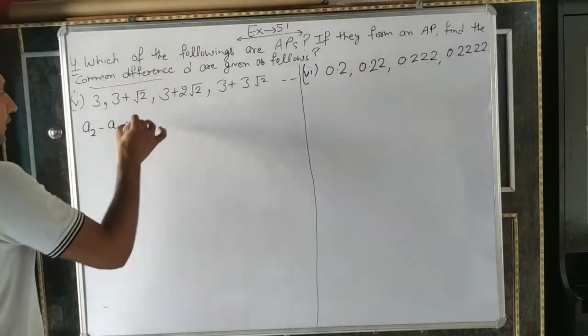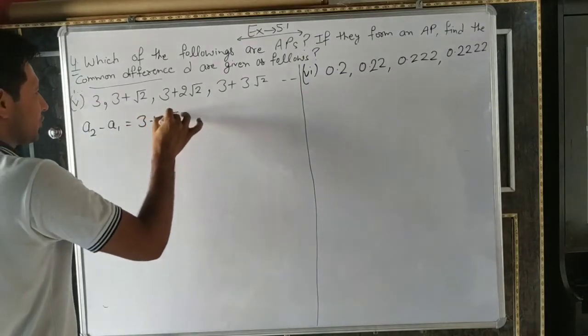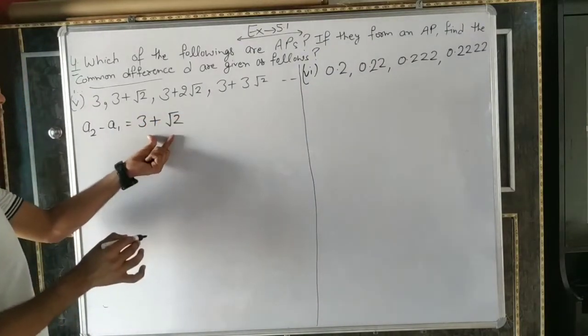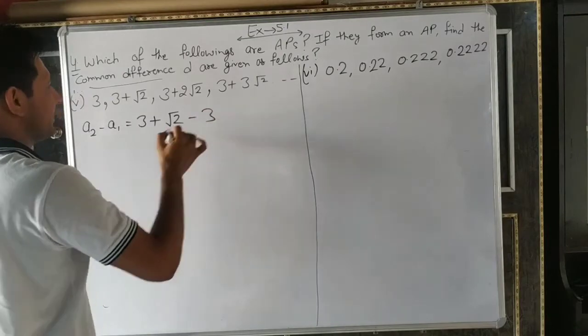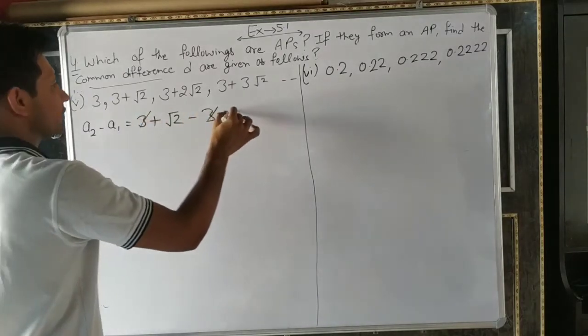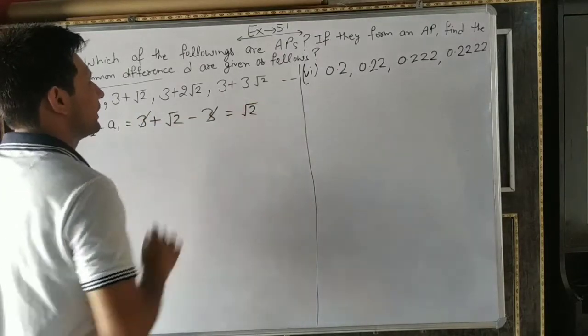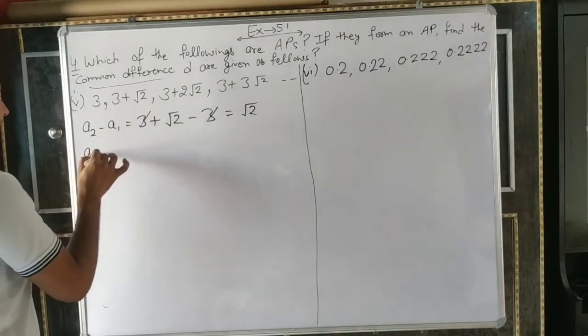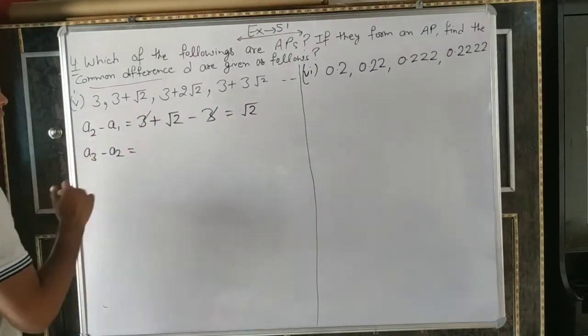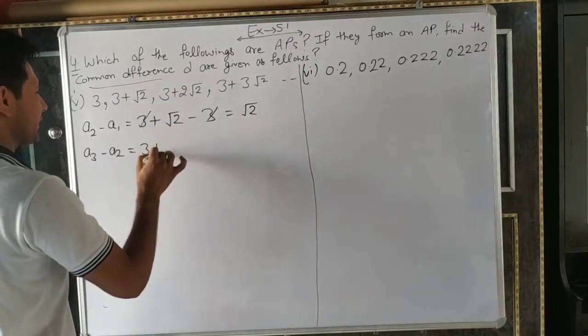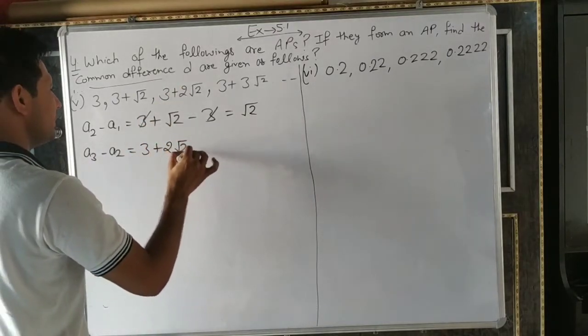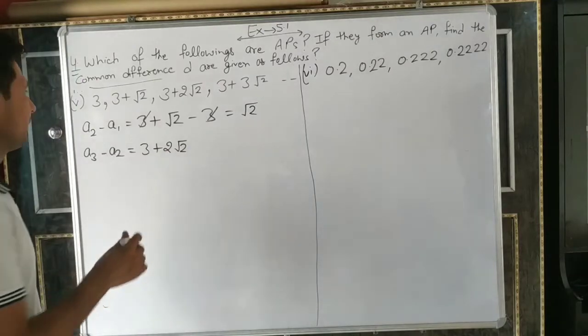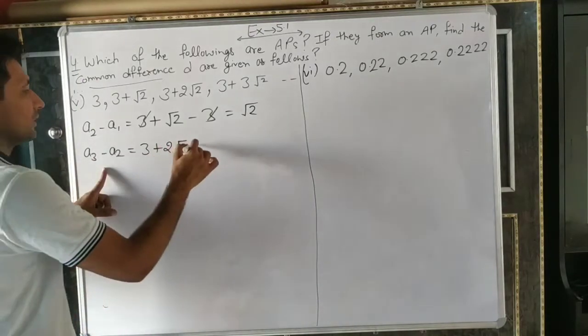a2 minus a1: 3 plus root 2 is a2, and a1 is 3, minus 3. 3 minus 3 is 0. So what is d, the common difference? Root 2. Next, dear, a3 minus a2. We will write 3 plus 2 root 2, and always, dear, a3 minus a2.